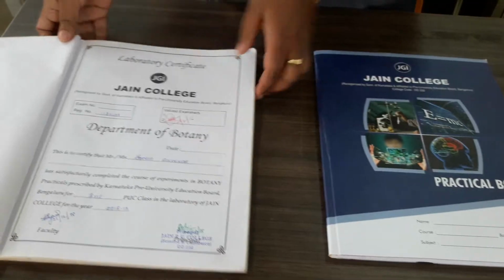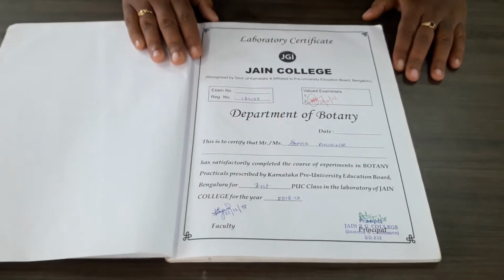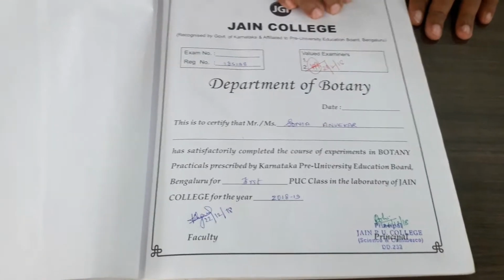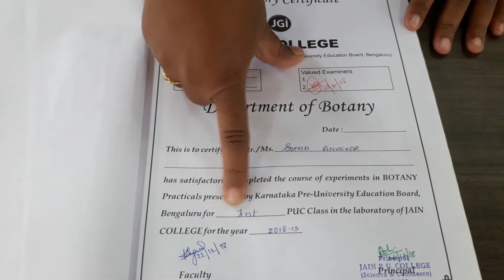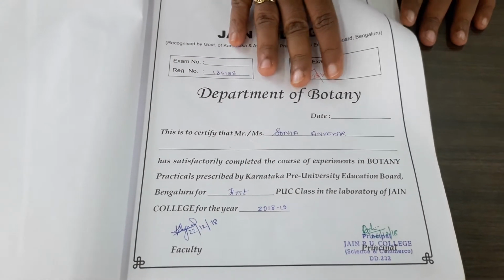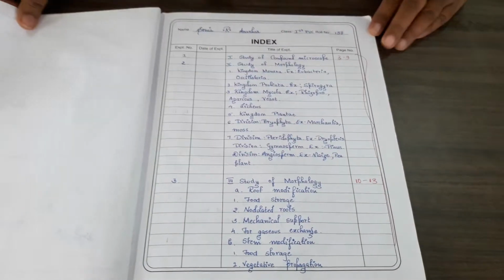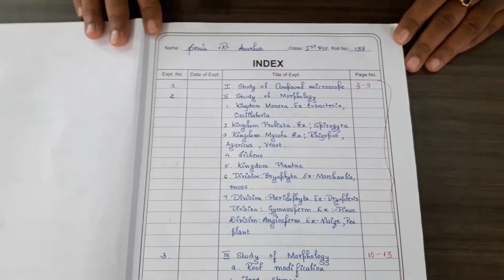Now I want to show you one completed journal of our passed out student. So she has written her roll number, she has written the name, first year, and the academic year she has mentioned here. This is an already corrected journal. Here you can see the index, how she has written it.